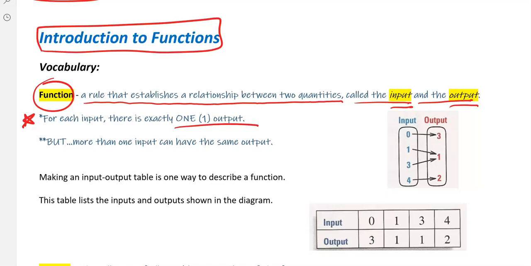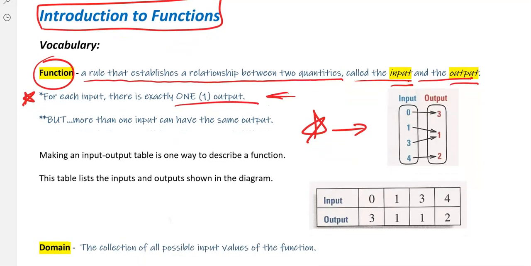So let's look over here at this diagram. Please copy down the diagram. Here are our inputs and here are our outputs. Now notice for the input of 0, the output is 3. That's just one output, so that's good. For the input of 1, it has the output of 1. That's good. For the input of 3, it also has the output of 1. And that's okay, because remember, the rule is every input has to have only one output. And it does. It's the same as this input's output, but that's all right. And 4 has an output of 2.